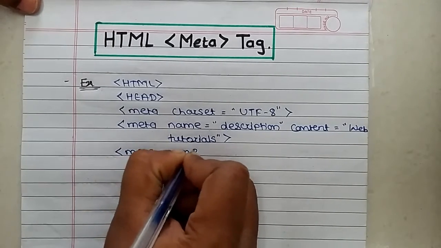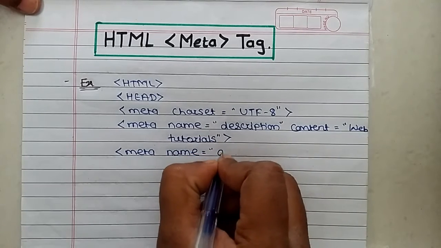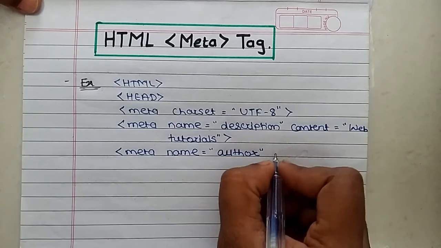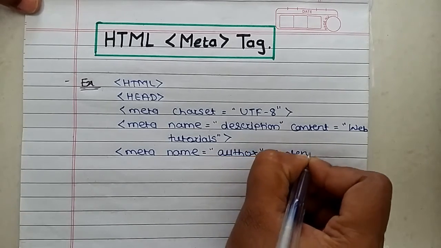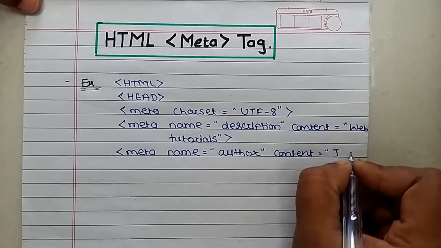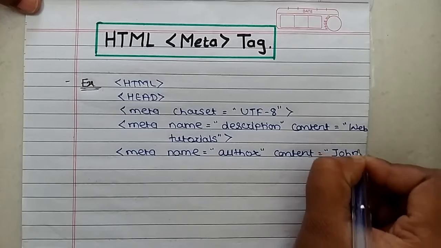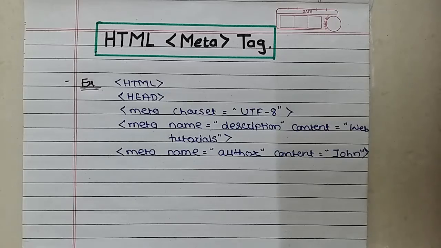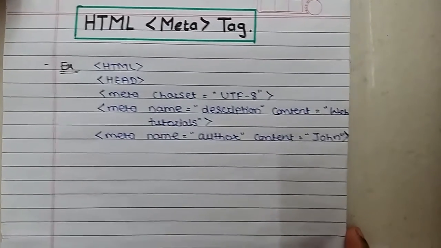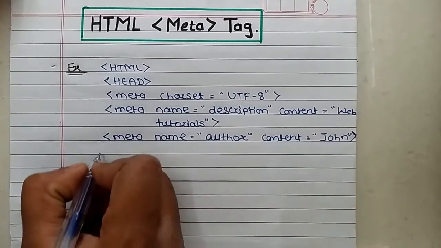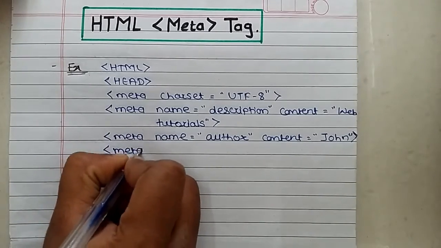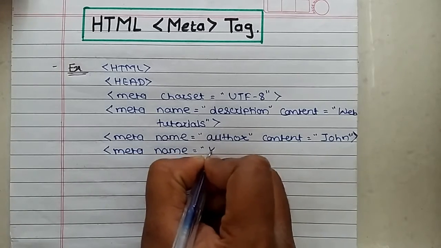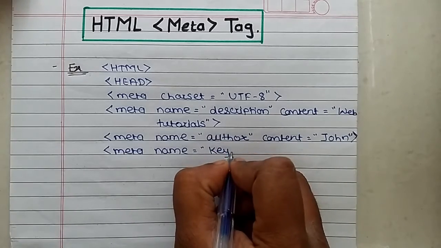Next, meta name is equal to author, and then content is equal to John. This defines the author of your HTML document. Next, meta name is equal to keywords.